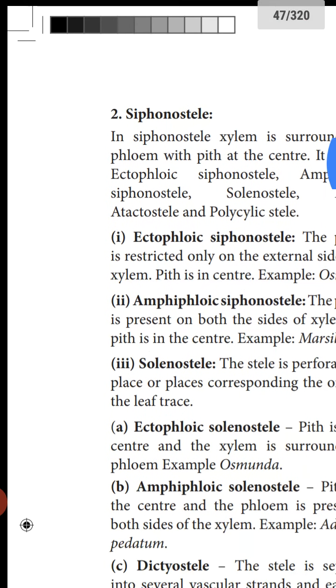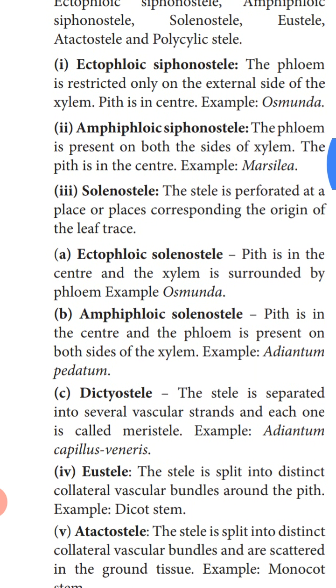Next, you are going to study the different types of Solenosteal: Ectophloic Solenoid and Amphiphloic Solenoid. In Ectophloic Solenoid, the pith is in the center and the xylem is surrounded by the phloem. Then it is called Ectophloic Solenoid. Ecto means outer, and phloic refers to phloem.